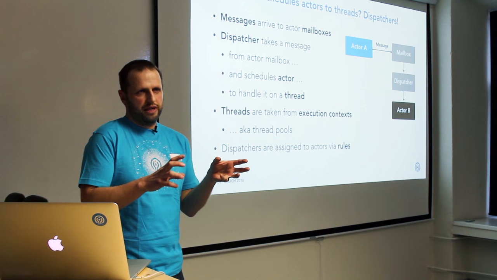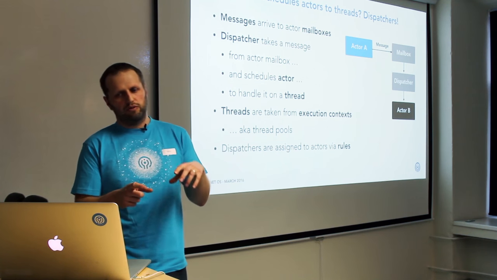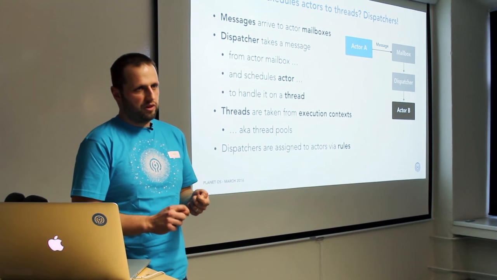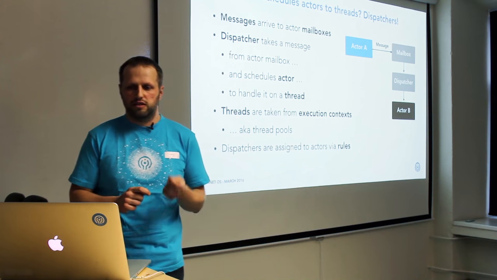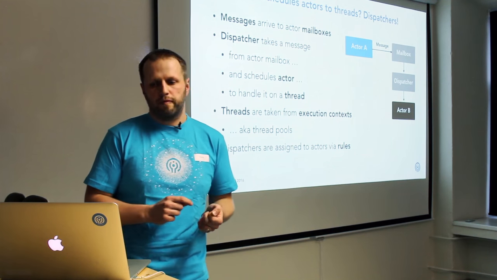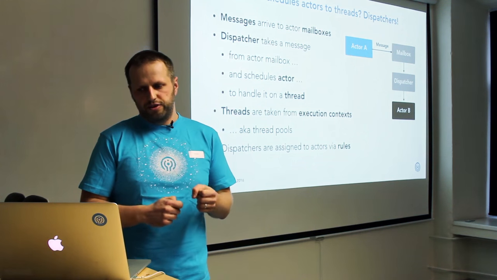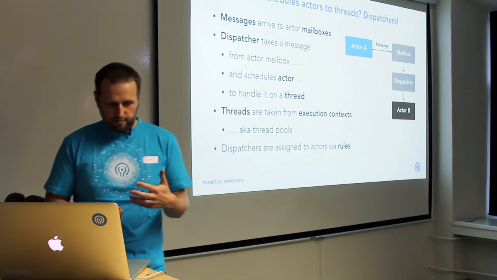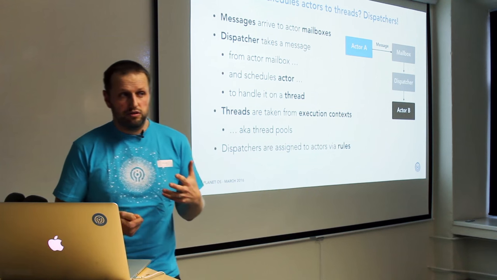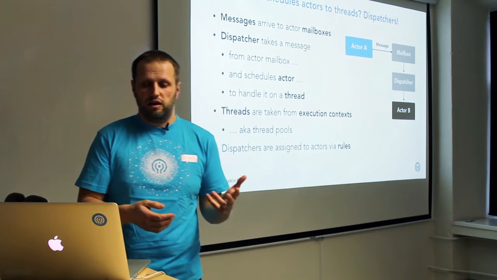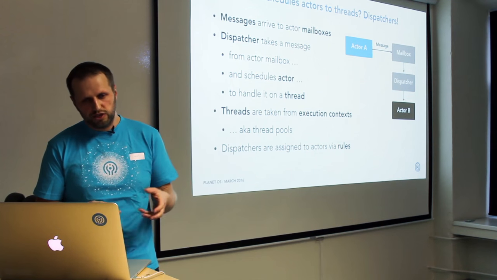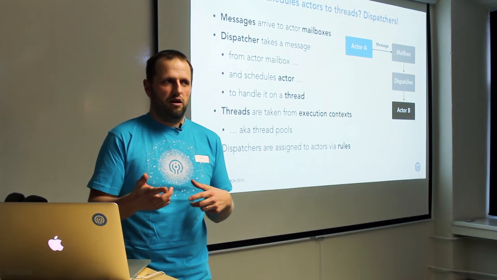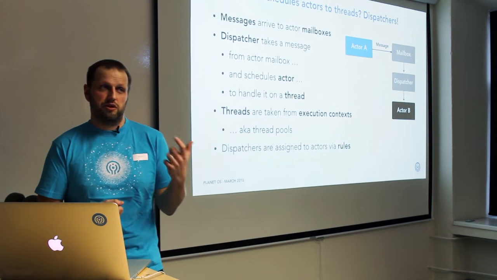So we talked about how the message gets delivered to the mailbox, right? But we also need to talk about how the message gets delivered to the actual actor. The system that does this is called a dispatcher in Akka. And the dispatcher sits between the mailbox and the actor. It notices that if a new message is delivered to the mailbox, then it schedules an actor to run on a thread. The threads are based on execution contexts, which are essentially thread pools.